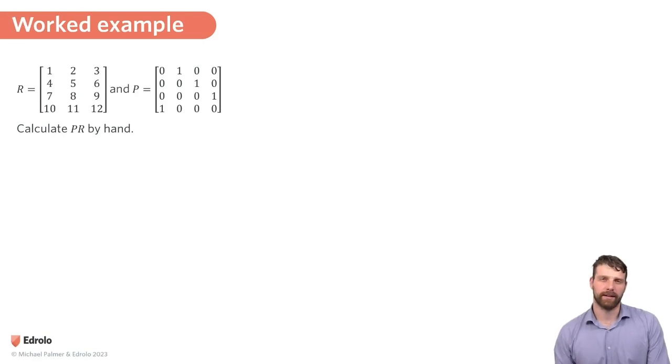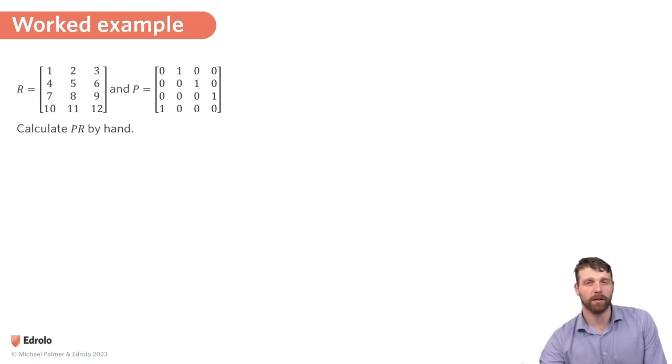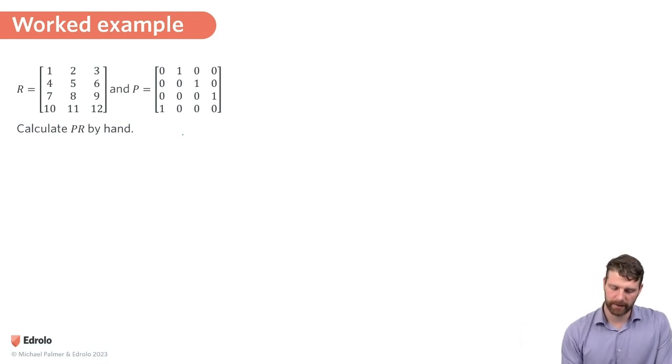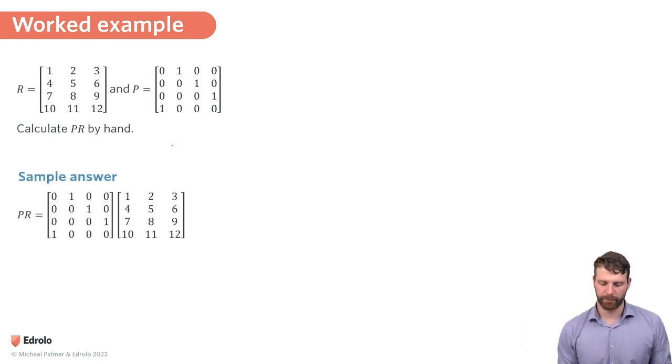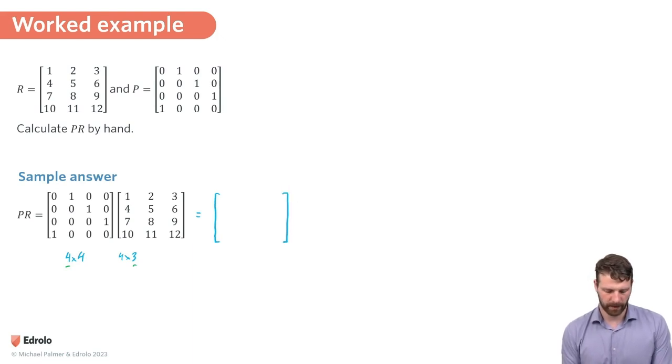Okay, so we looked at doing a permutation of columns by hand, and now we're going to do a permutation of rows by hand. So here I've got matrix R and P, and I'm going to do PR, which will swap the rows. So I've got a 4 by 4 matrix and a 4 by 3 matrix. So I think my resulting matrix should be a 4 by 3. Okay, so let's get going.